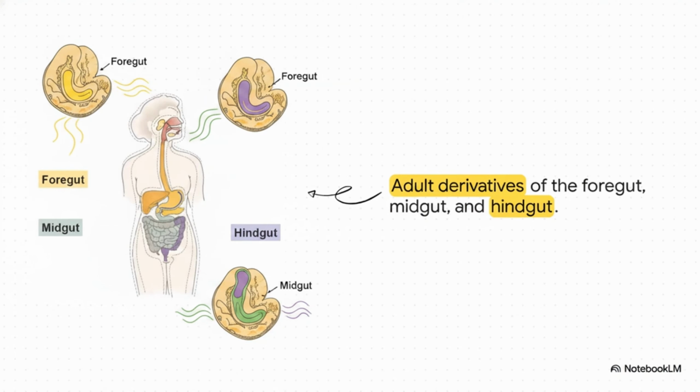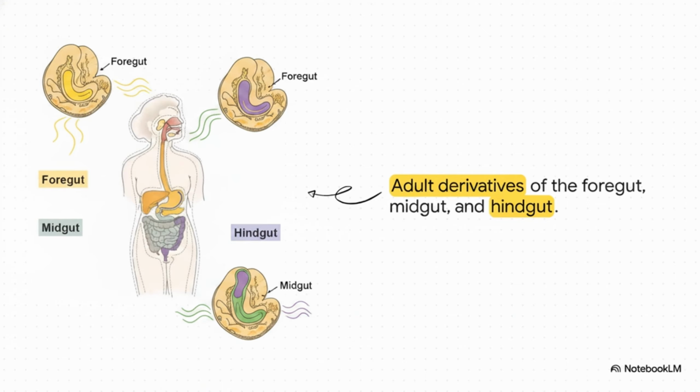Now that we have a solid grasp on the embryonic blueprint, let's translate these early divisions directly into adult clinical anatomy. This overarching spatial layout perfectly illustrates how our mature organs map back to their embryological roots. The foregut, the midgut, and the hindgut each spawn a specific set of organs.